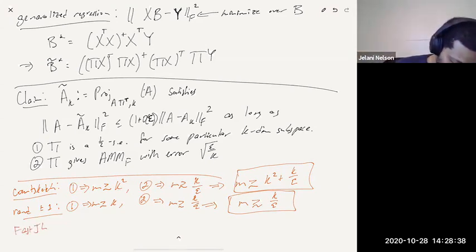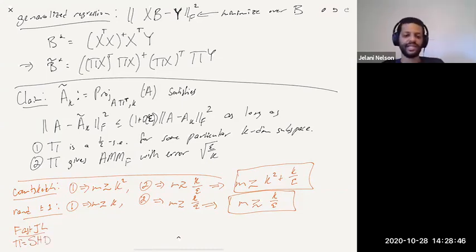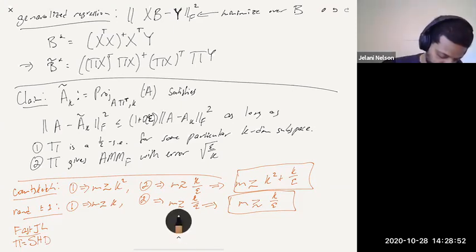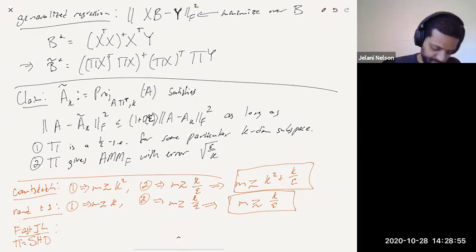Basically pi being something like a sampling matrix times Hadamard or Fourier times a diagonal matrix with signs. Then basically you can get away with m being something like k polylog k, or something, k log k over epsilon, I think.